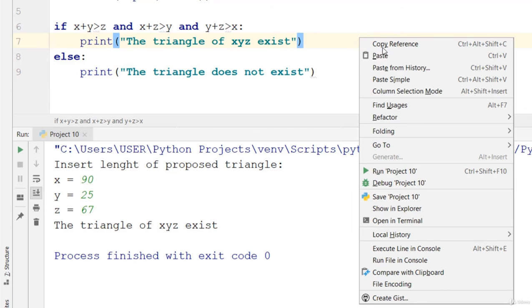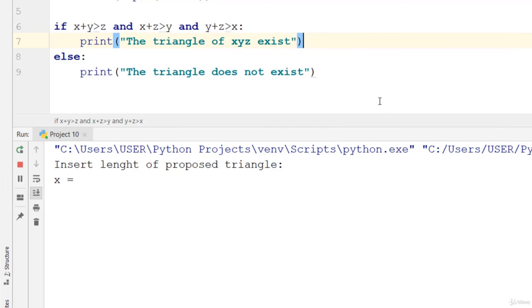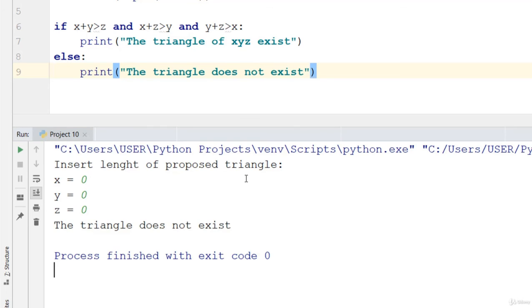You can try out one more time. Let's say x is equal to 0, y is equal to 0, and z is equal to 0. That means the triangle does not exist, because that is not how a triangle can ever exist. There must be sides for that triangle to either exist or not.